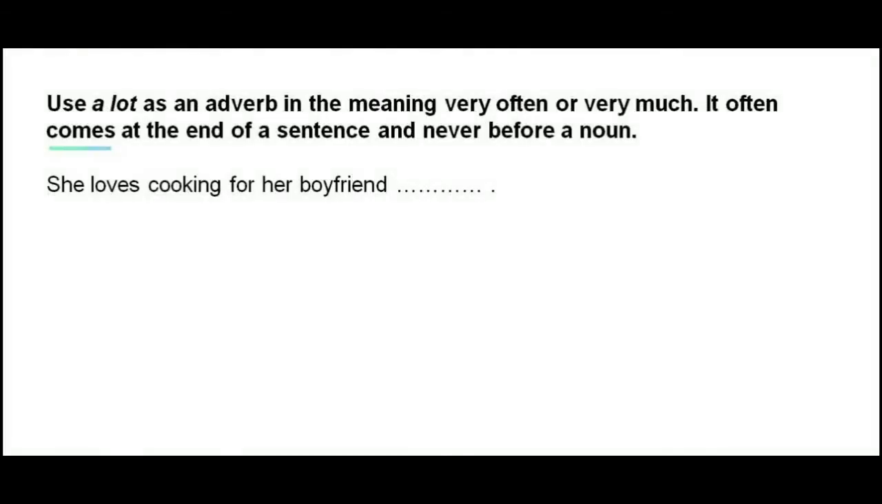Now let's review and practice a bit. Remember that we use a lot as an adverb in the meaning very often or very much. Now, it often comes at the end of a sentence and never before a noun. Now, have a look at the sentence below and fill in the blank with the appropriate quantifier. She loves cooking for her boyfriend.